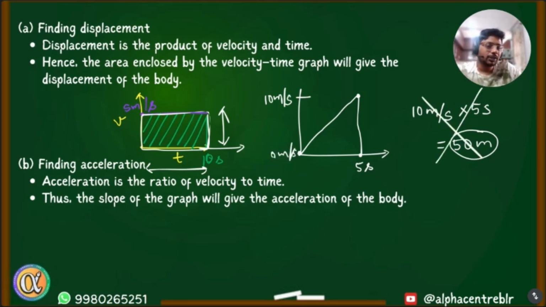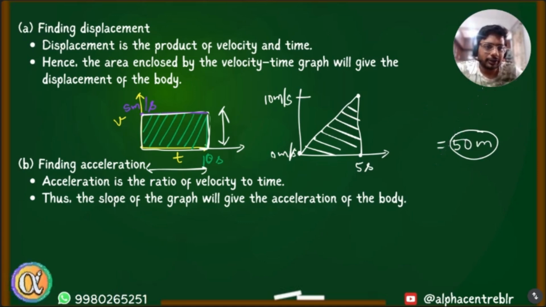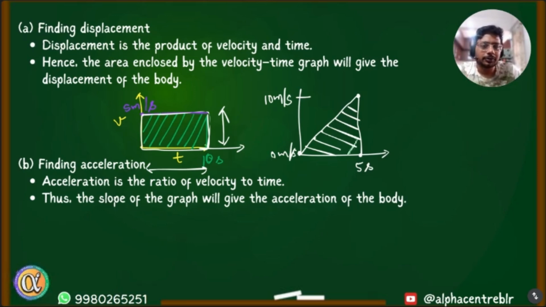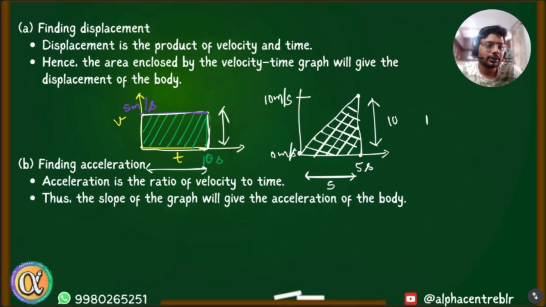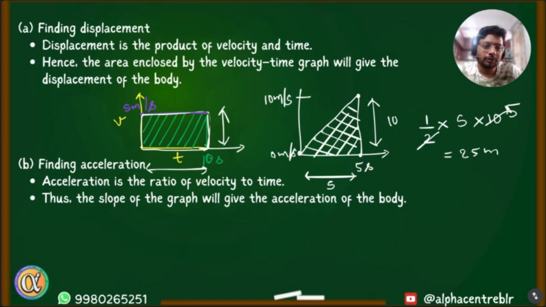In this case, that other logic works really well. Just find the area under the graph, and you will get the displacement of the object, the area under the velocity time graph. So 0 to 10, this length is how much? 10 meter per second. And this is how much? 5. What is the area of a triangle? Half into base into height. Half into 5 into 10: 2 goes 5 times, so it's 25. So the distance traveled is not 50, but it is 25, half of that.